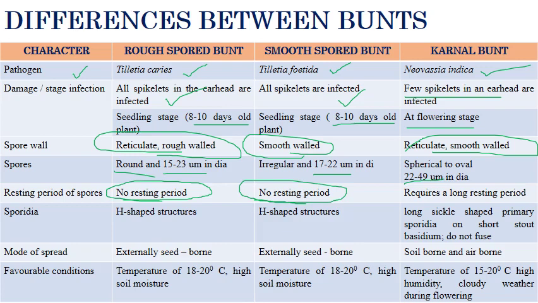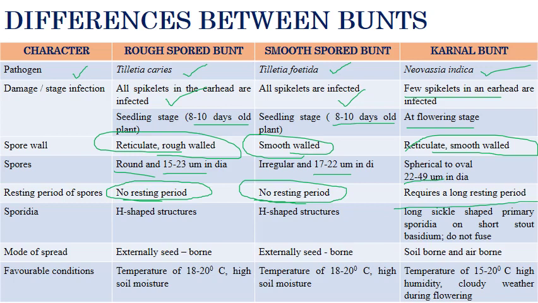Leptospore means, if I'm telling in terms of the wheat rust pathogen, if the teliospore germinates without any resting period, it is called a leptospore. Coming to the rough spore bunt and smooth spore bunt, no resting period is required, whereas kernel bunt requires a long resting period.